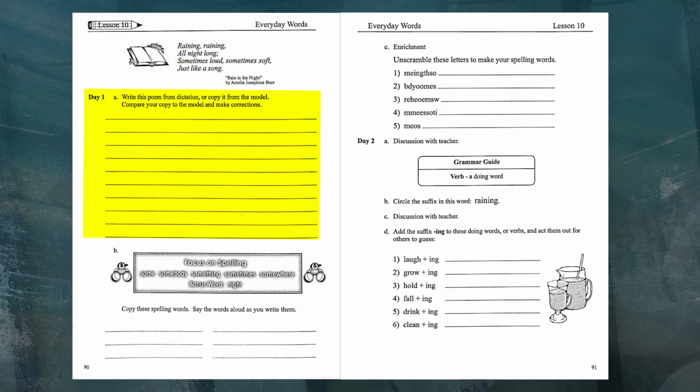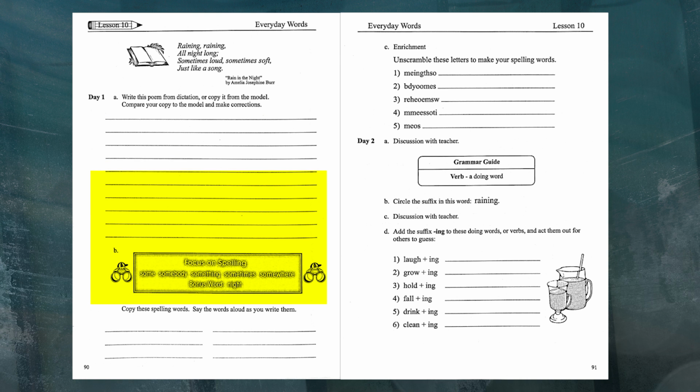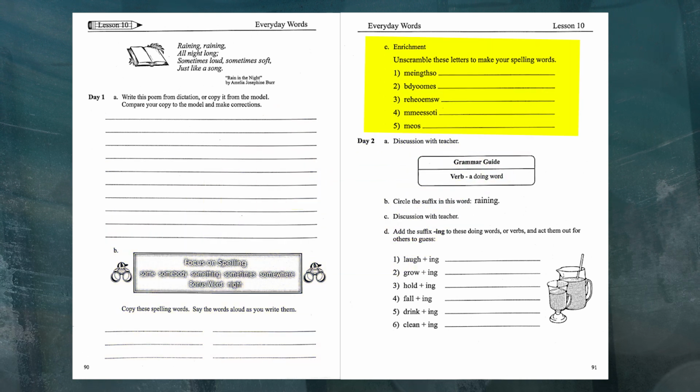The student listens the first time and writes it from dictation the second time. It's only 12 words total. Next, copy the 6 spelling words, saying them aloud as you do. You may do the optional word scramble as enrichment.